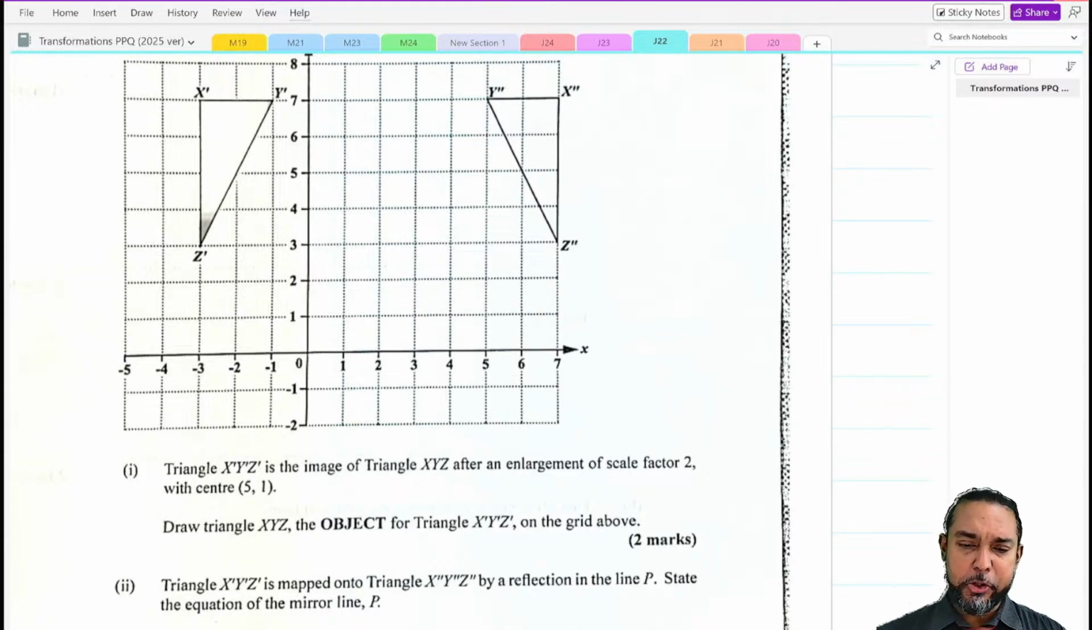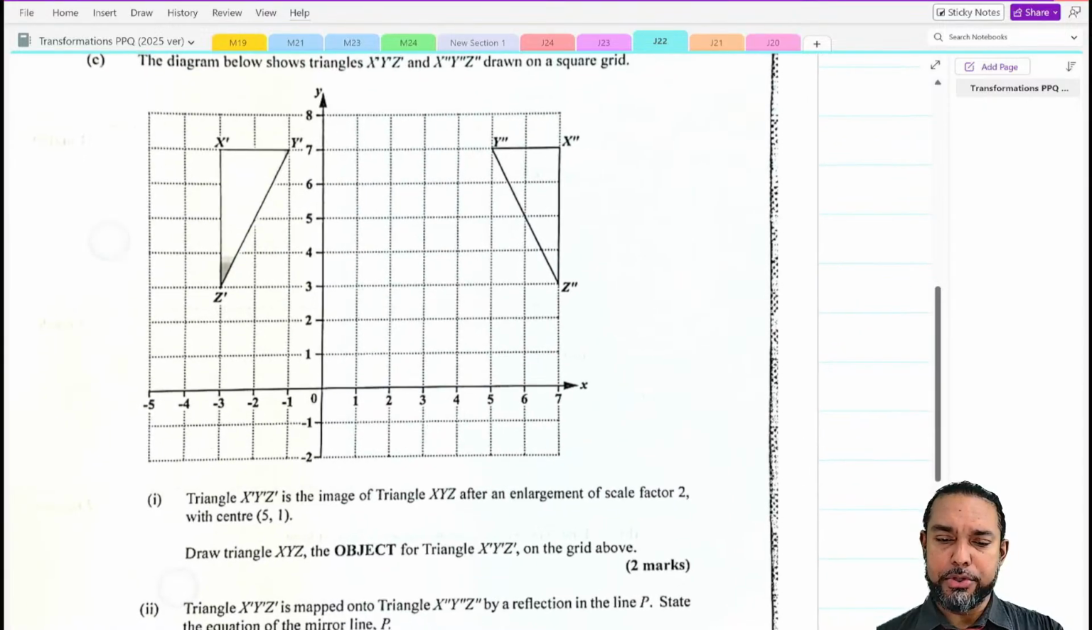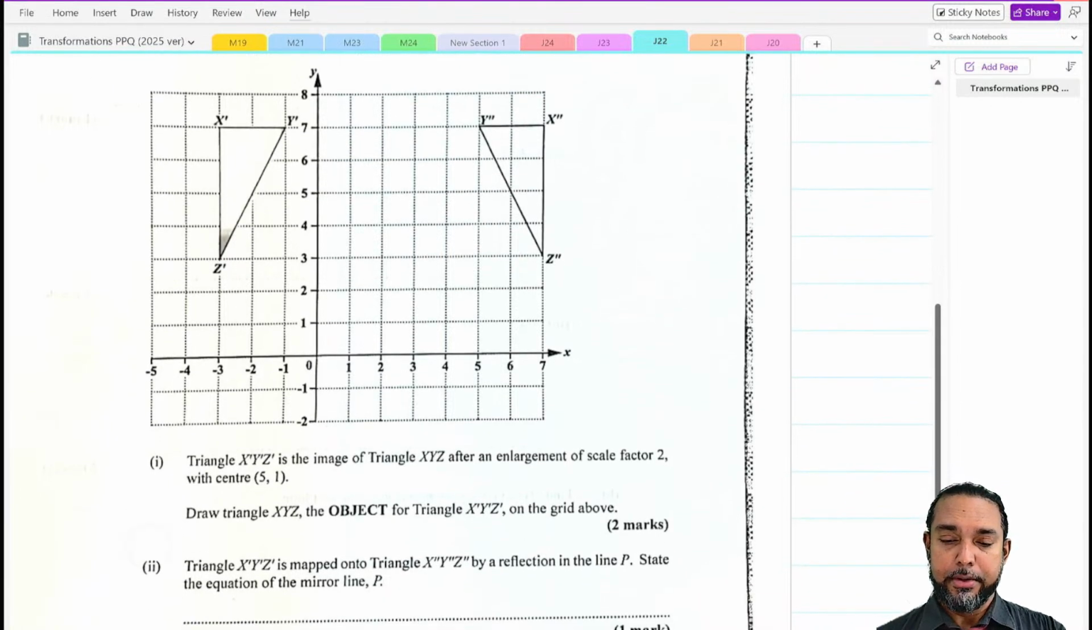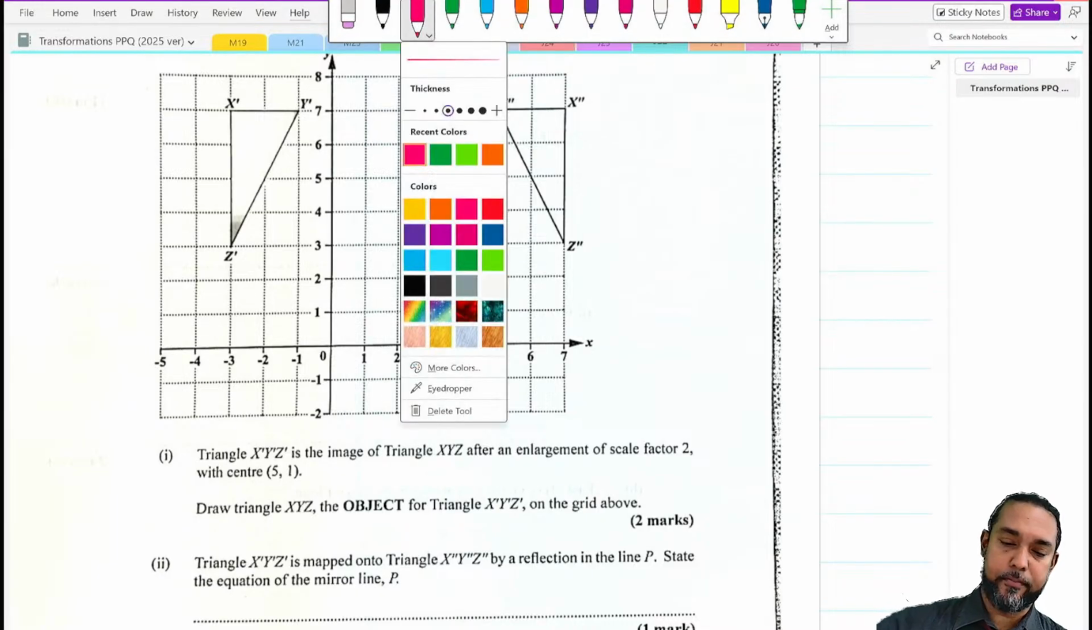All right, guys. So the diagram below shows triangle X, Y, Z, X prime, Y prime, Z prime, and X double prime, Y double prime, Z double prime. Let me just get some colors so we could call them pink and green. How about that?